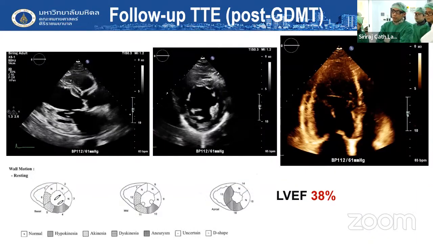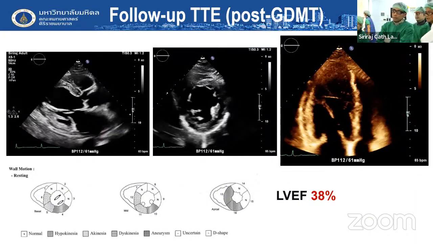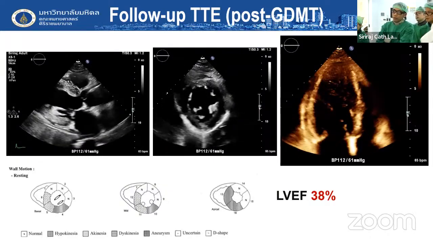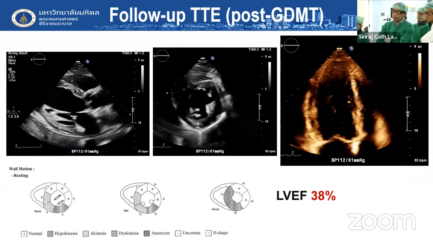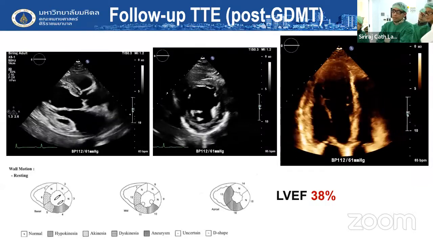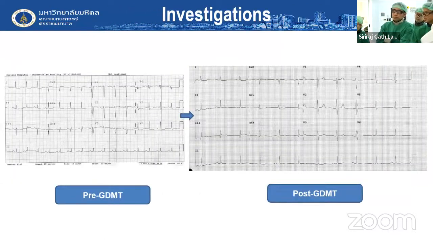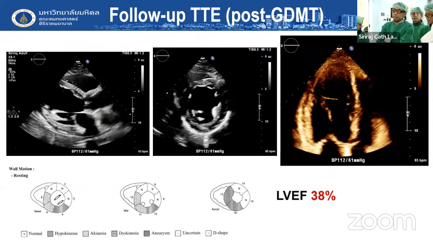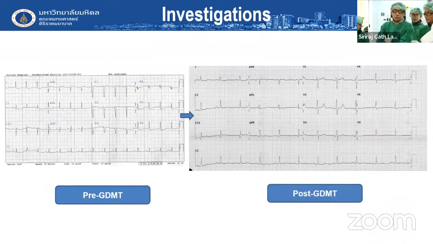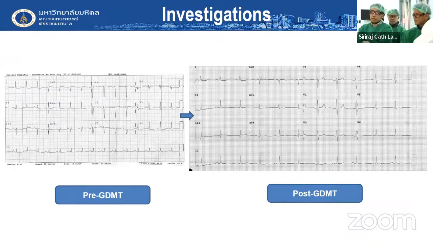And fortunately, after the GDMT, his LV function improved from 20% to above 38%. When he initially came in with heart failure, he was not on any medication. Then our cardiologist put him on medication. We did the angiogram last week, and then brought him back after the angiogram to follow up on the echocardiogram. You can see the miracle of the GDMT; even the EKG turned from left bundle to a nearly normal EKG in just a few weeks.